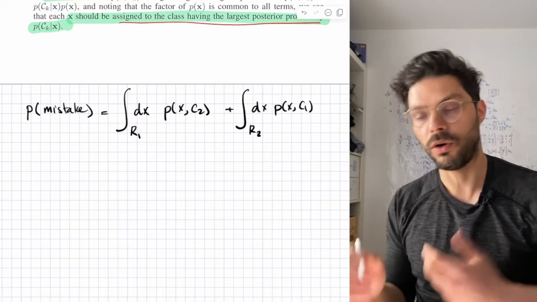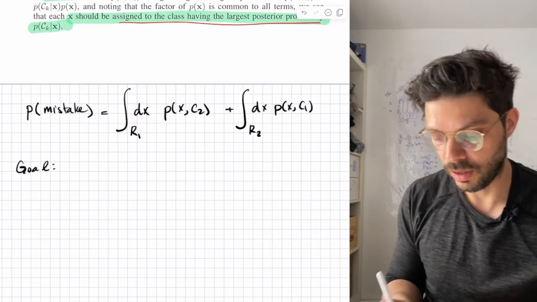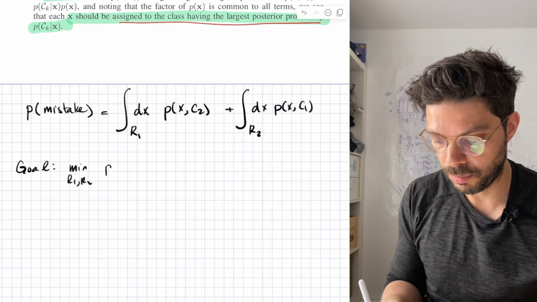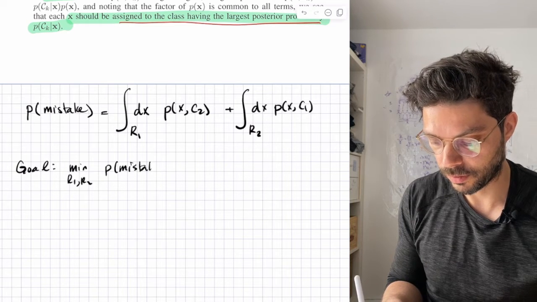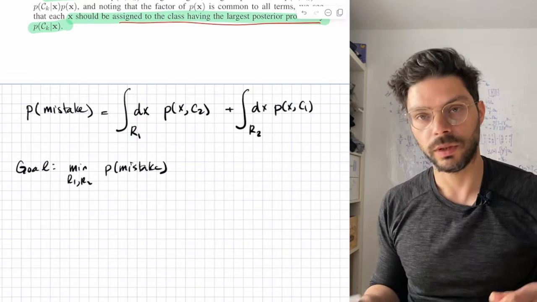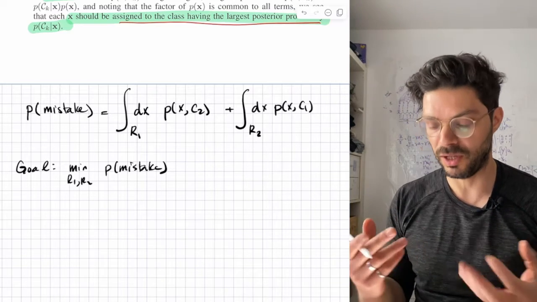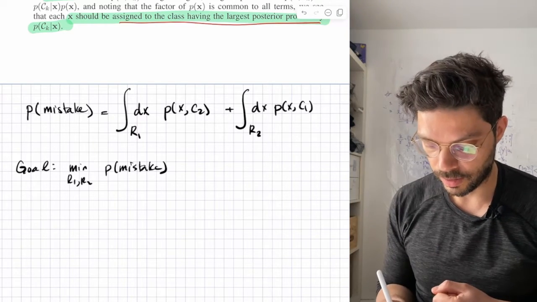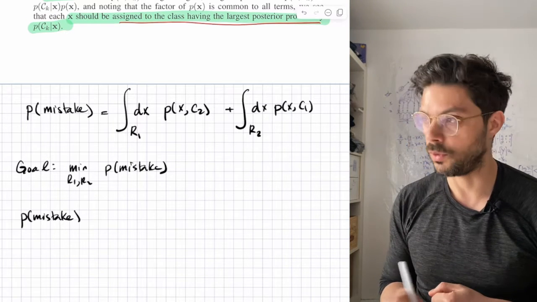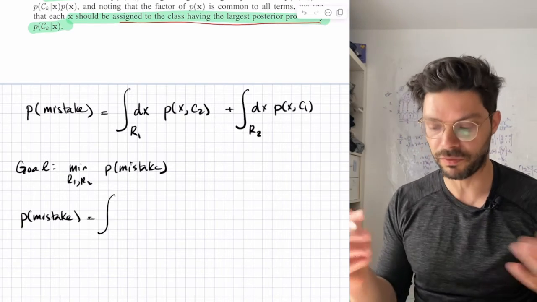Okay, and the whole thing we want to minimize. So now the goal is to minimize over, let's say, R1 and R2, P of mistake. And I think a clearer way to write the same thing is to actually have the rules be explicit. So we're going to write the exact same integral in a slightly different way, so that we still have the probability of our mistakes, but now we're going to integrate over all of space.